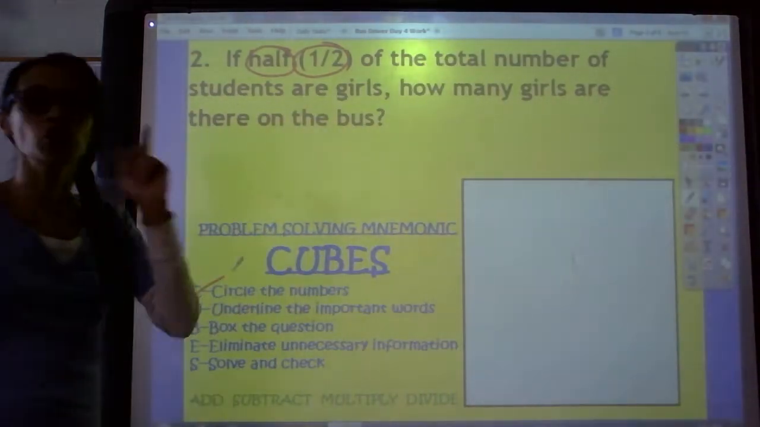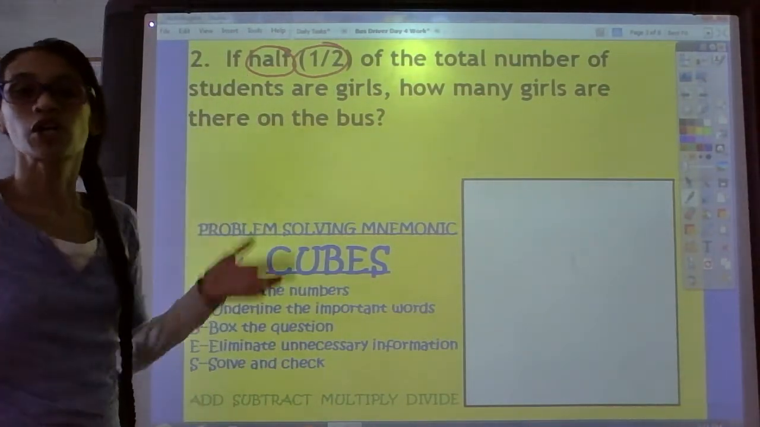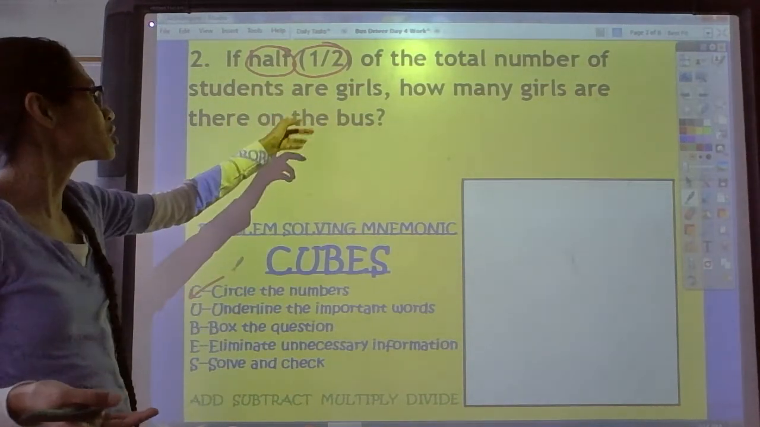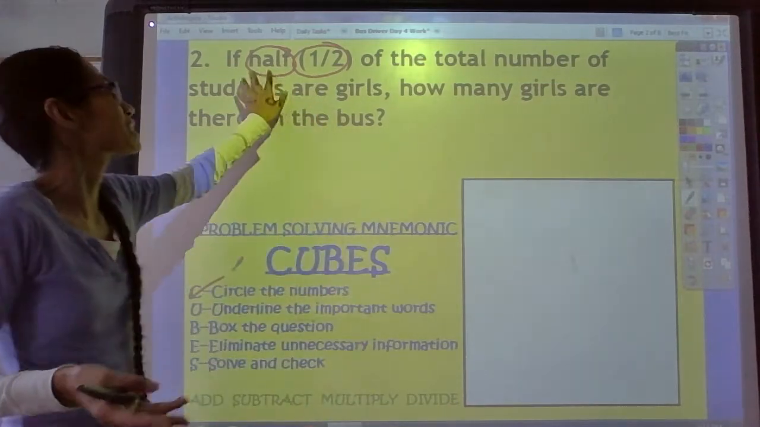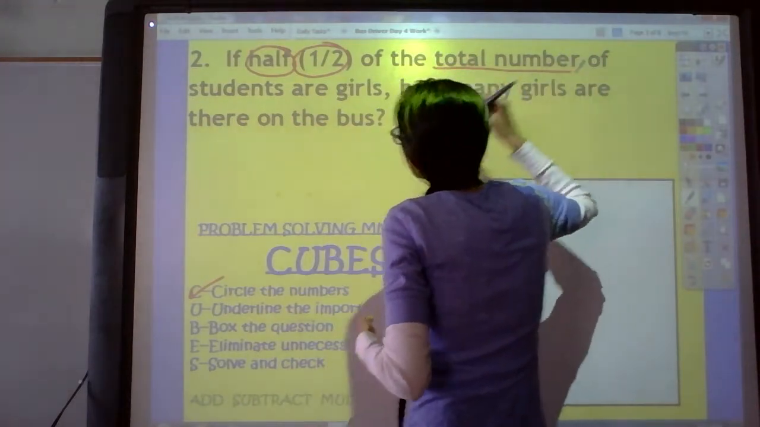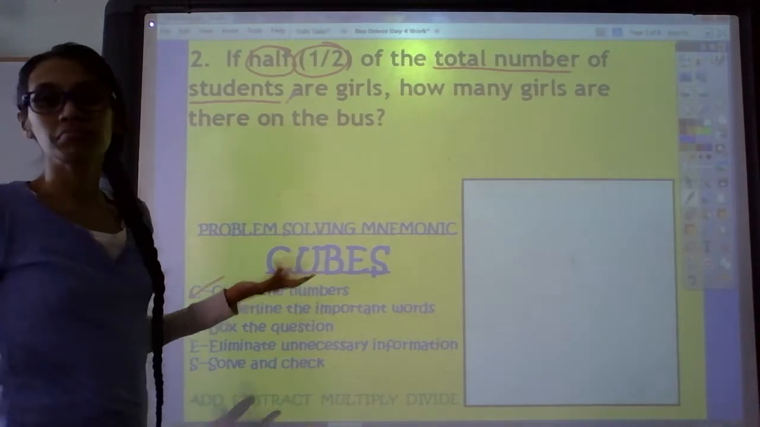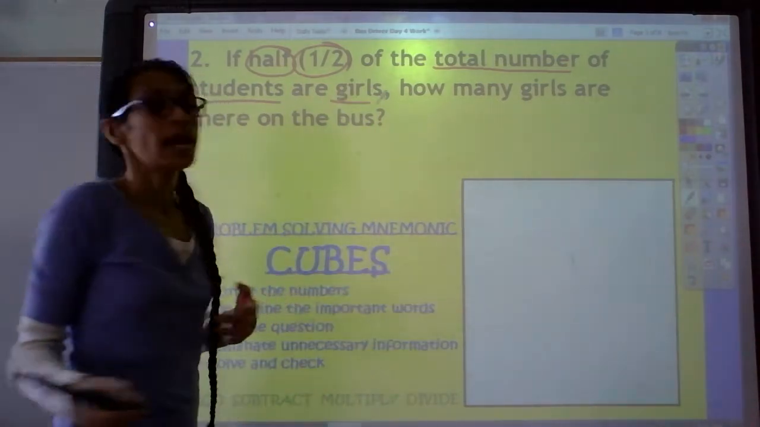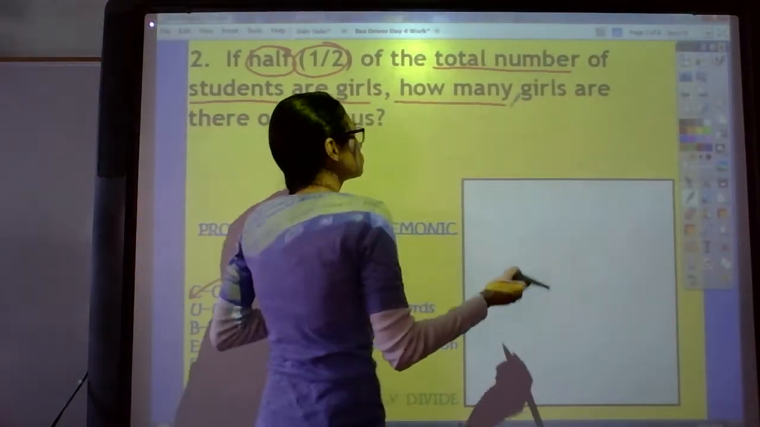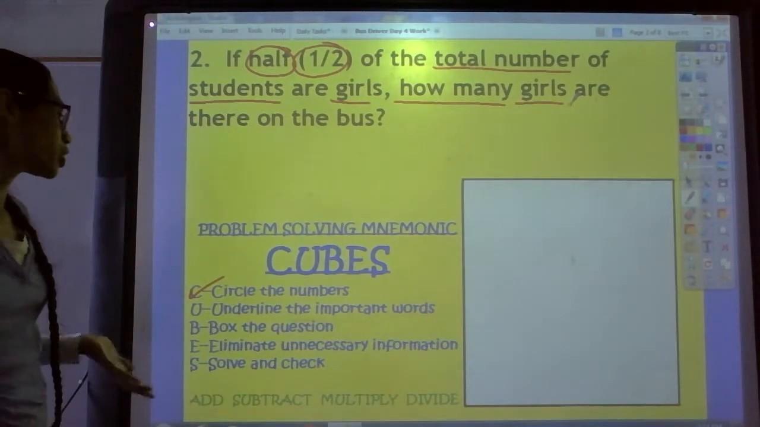The next step in our cubes clues is the U step. Underline the important words. So first we find the unit of that. Half of the total number of students, girls. How many? Okay, it's not right beside it, but we know half of the total number. What else do you see of students? What else is important? Girls, we need to know they're the girls. And our key phrase to help you figure it out. How many, oh, there's the other word, girls, are there on the bus? All right, I think we're good with that.